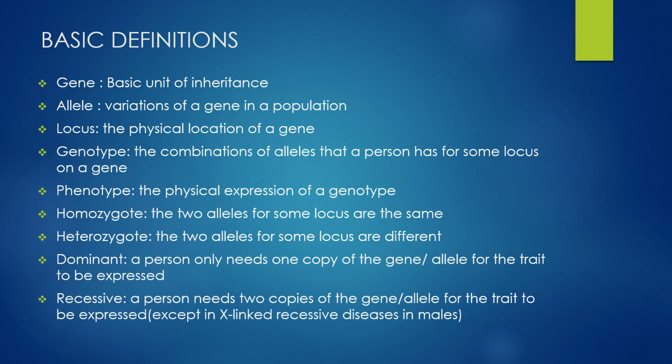If a trait is referred to as dominant, it means that a person only needs one copy of that gene or allele for the trait to be expressed. On the other hand, recessive, meaning that a person needs two copies of the gene or allele for the trait to be expressed. Now, this is of course except in X-linked recessive diseases in males, because males have only one X chromosome, and so X-linked recessive diseases will be expressed physically in males because of that fact.